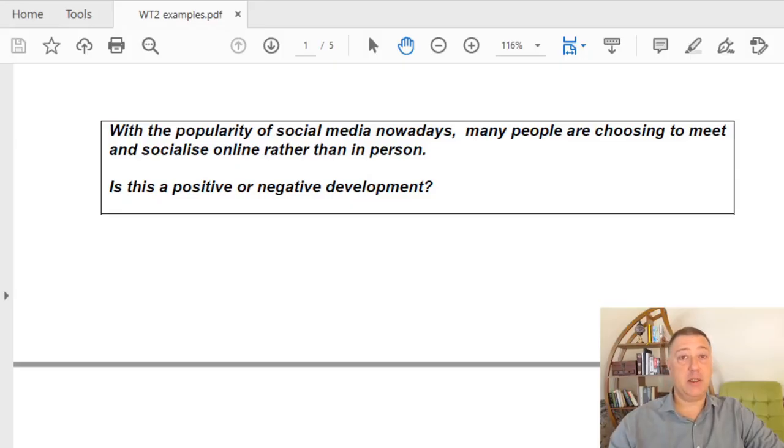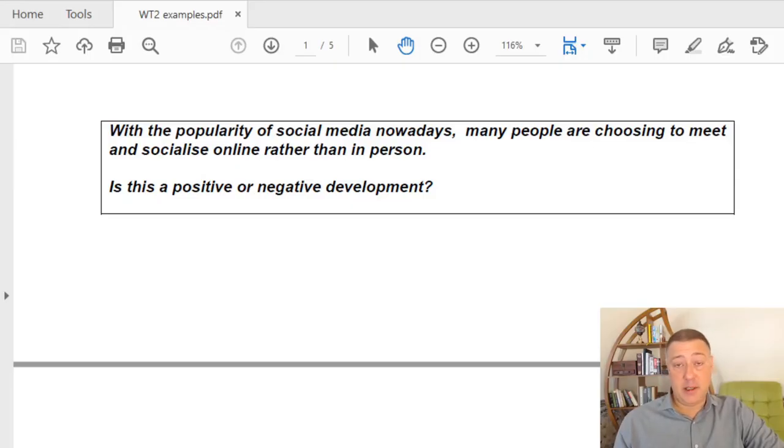So that question, is this a positive or negative development? They're just asking you, how do you see this? Is this a good thing or is this a bad thing? So whatever your opinion is, you can imagine other people who disagree with you. If you think it's positive, you can imagine somebody who disagrees and thinks that it's negative, or vice versa. So again, taking one side will make your life a lot easier, and thinking of 2 reasons for your body paragraphs, 1 reason for the first and 1 reason for the second, why you think it's a positive development that people do this, again, meet and socialize online rather than in person, or why it's negative.